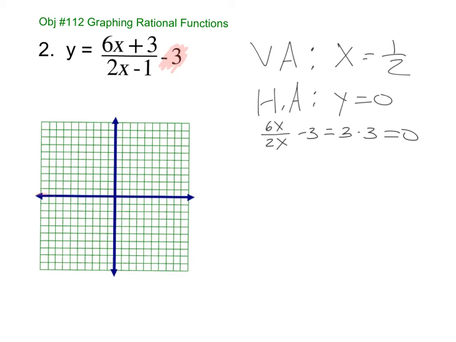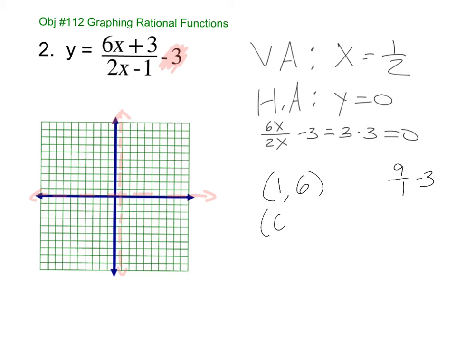I got 0. And I got 1 1/2. If you want, you can scale the graph. I avoid scaling the graph, but you can if you want to. All right, I'm going to plug in 1. Let's see what happens when I plug in 1. So that's 9 over 1 minus 3, which is 6.